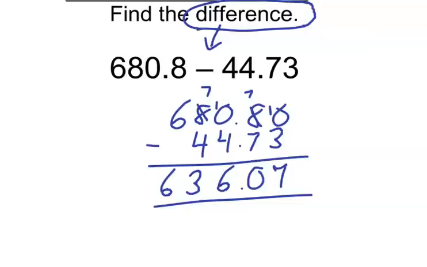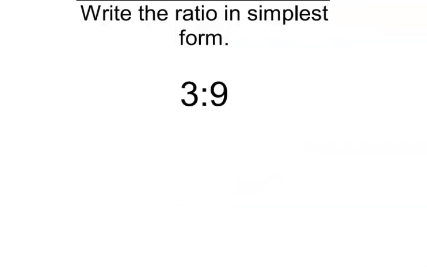So there's the difference. Write the ratio in simplest form. Okay, well, we have a ratio of 3 to 9. We're not sure what it is. It could be 3 dogs to 9 cats, I don't know. But that's our ratio, 3 to 9. So we can actually double both of those, right? 3 times 2 is 6. 9 times 2 is 18. Okay, so is that the ratio in simplest form? No. Actually, we went the wrong way on that one.